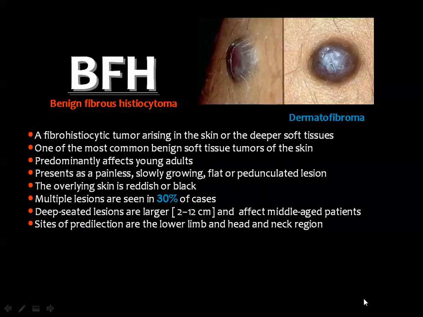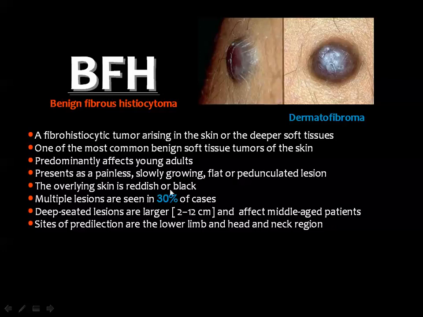not just a fusiform enlargement of the tendon. Then we came to the benign fibrous histiocytoma, and this is a tumor which arises usually in the skin or sometimes in the deeper soft tissues. It is considered by the literature as one of the most common benign soft tissue tumors of the skin. And it is seen in young adults.